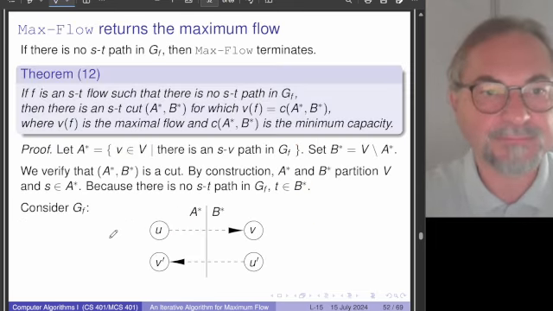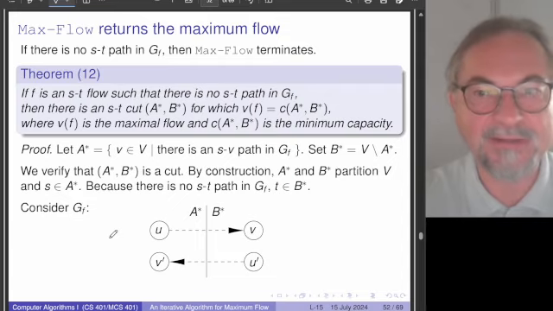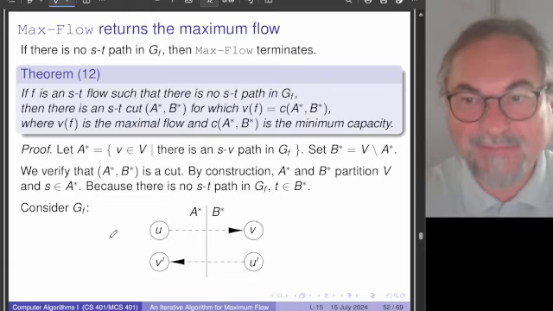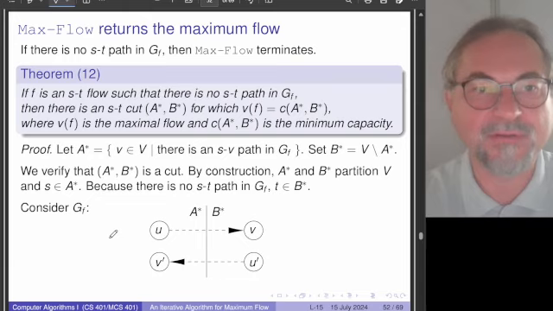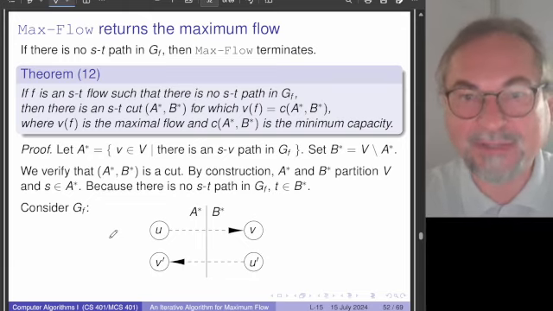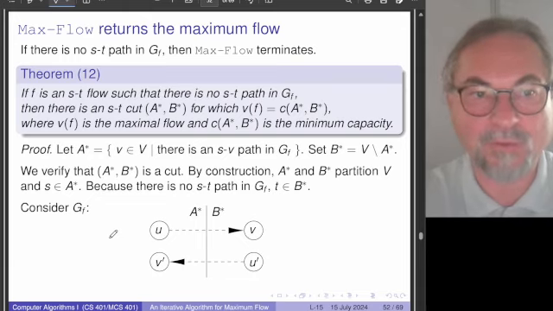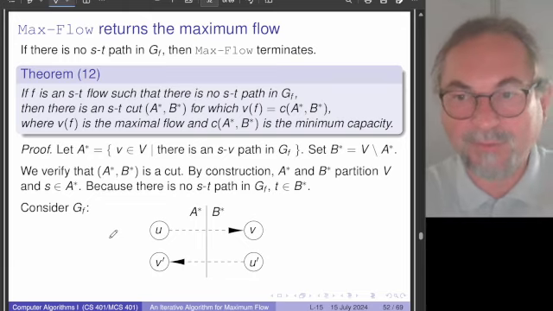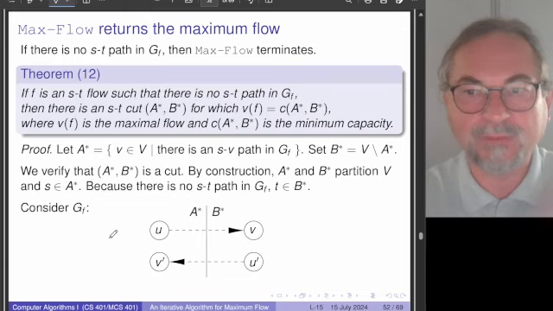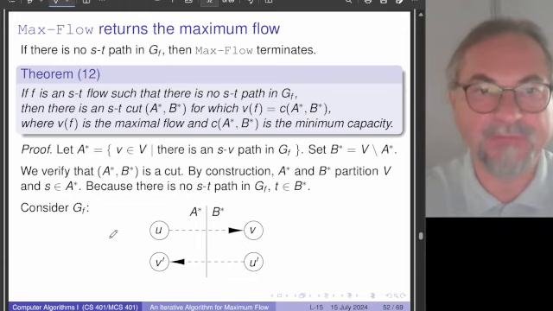Okay, here is now a theorem that the algorithm max flow, which is our name for the Ford-Fulkerson algorithm, is actually optimal. It returns the maximum flow. Well, how does this happen? Recall from the running example, we stopped when we could find no augmenting path in the residual graph. So G sub F is the residual graph. If there is no path from source to sink, then we terminate.